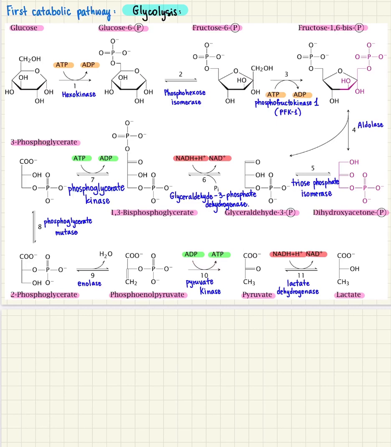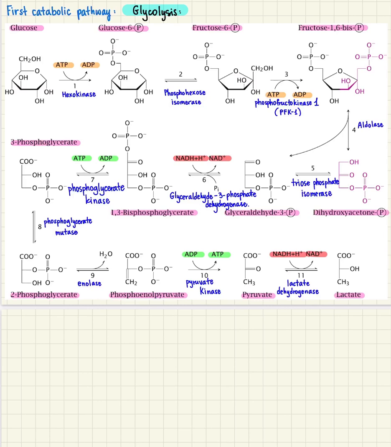Okay, so first step, ATP breaks down to form ADP. We use the energy and the phosphate that came off of ATP, and we put a phosphate on this 6th carbon. And if you need help numbering, 1, 2, 3, 4, 5, 6. So now we get glucose 6-phosphate.